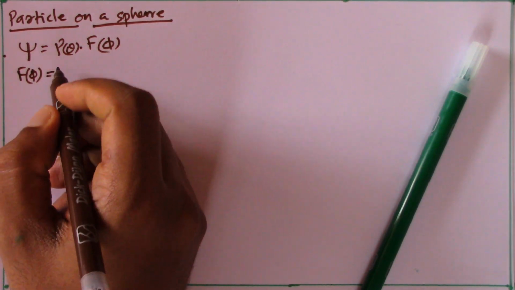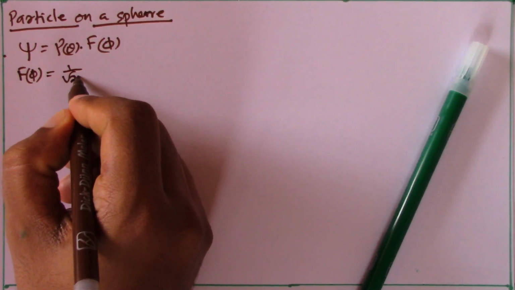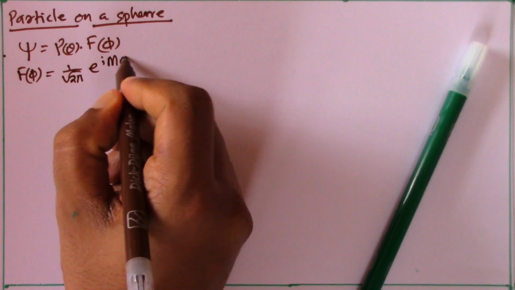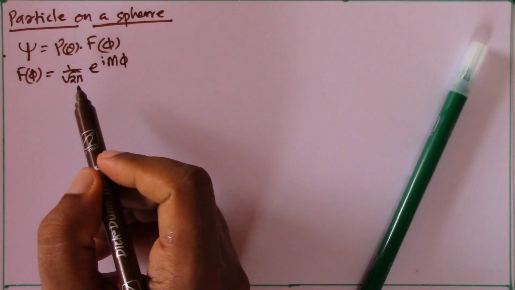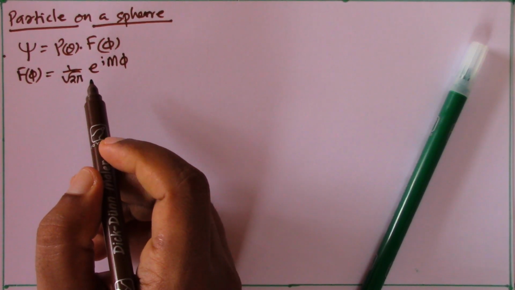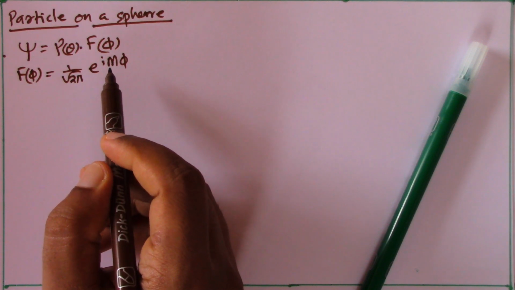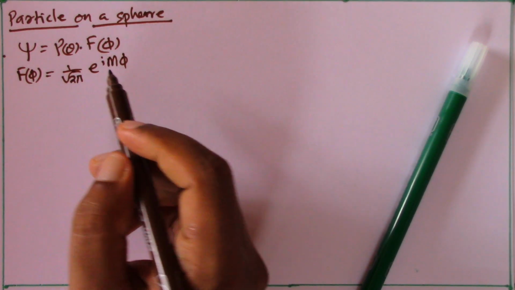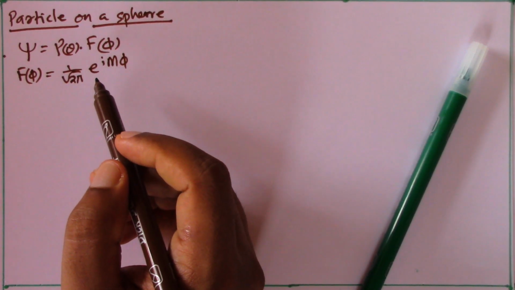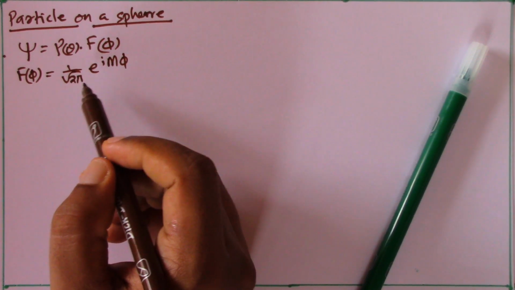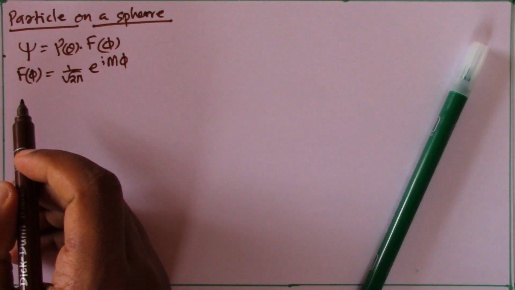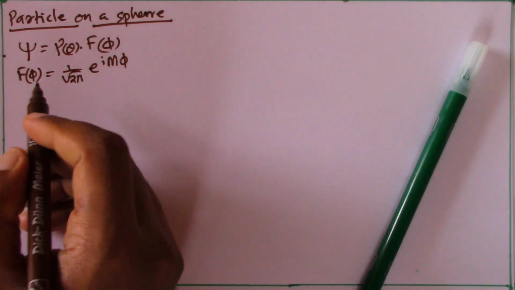So let us take the solution 1 divided by root 2 pi e raised to i m phi. I'm taking this solution for the moment because you can express this one in trigonometric forms also, because e raised to i kx is cos kx plus i sin kx. This is a relation already, so we can convert this complex function in terms of trigonometric functions as well. So the other trigonometric solutions are equivalent. So this is F of phi, and this is a normalized function.